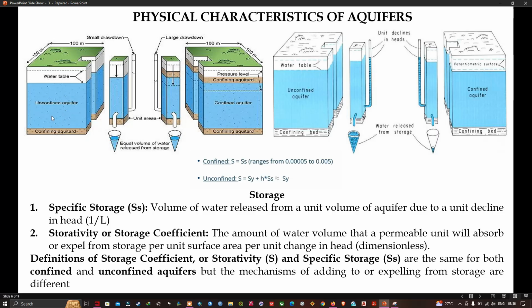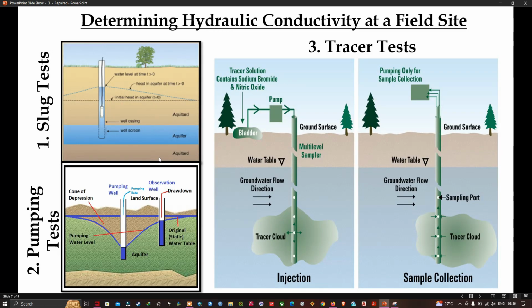As I said before, we can determine the hydraulic conductivity at field site tests. Actually, this could measure the hydraulic conductivity or the transmissivity. And as we said before, we have a direct relationship between the hydraulic conductivity and the transmissivity. So we have three different tests. First is the slug test, followed by the pumping test, and the third one is the tracer test. One of the most important tests is the pumping test, and the most common.